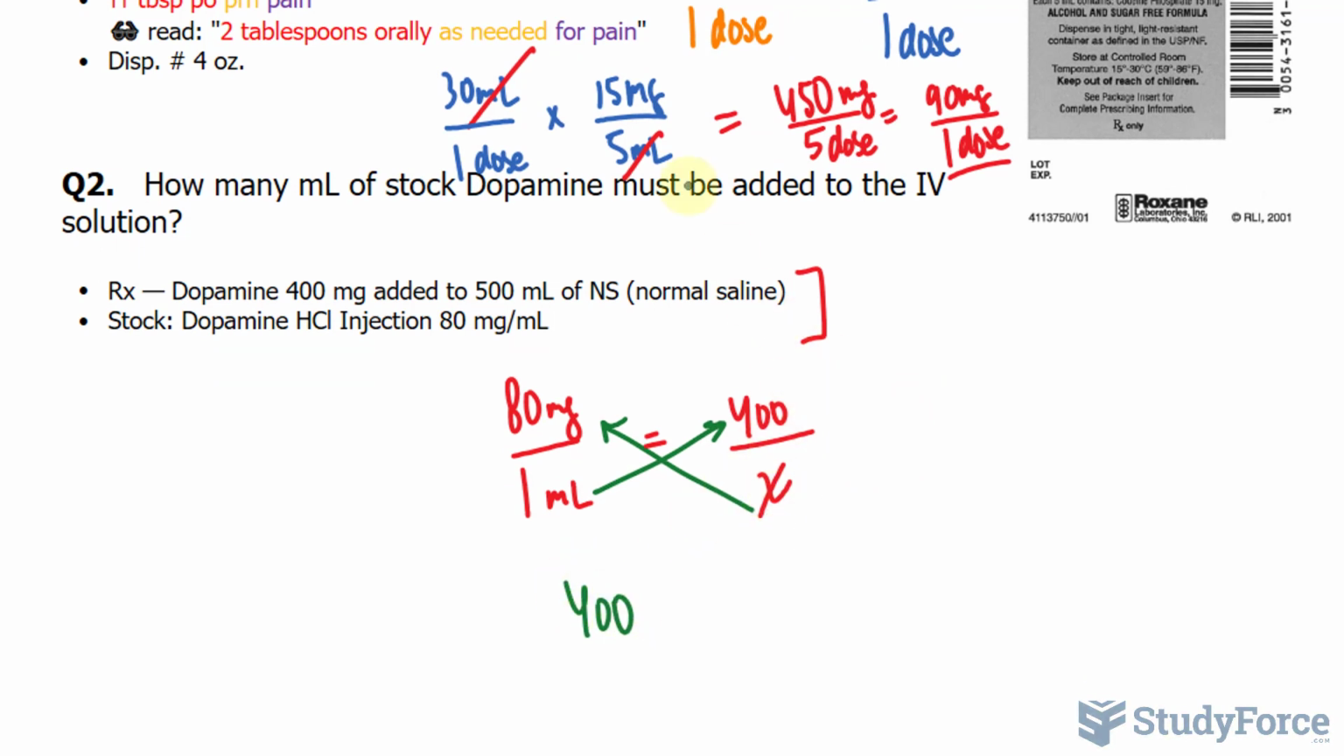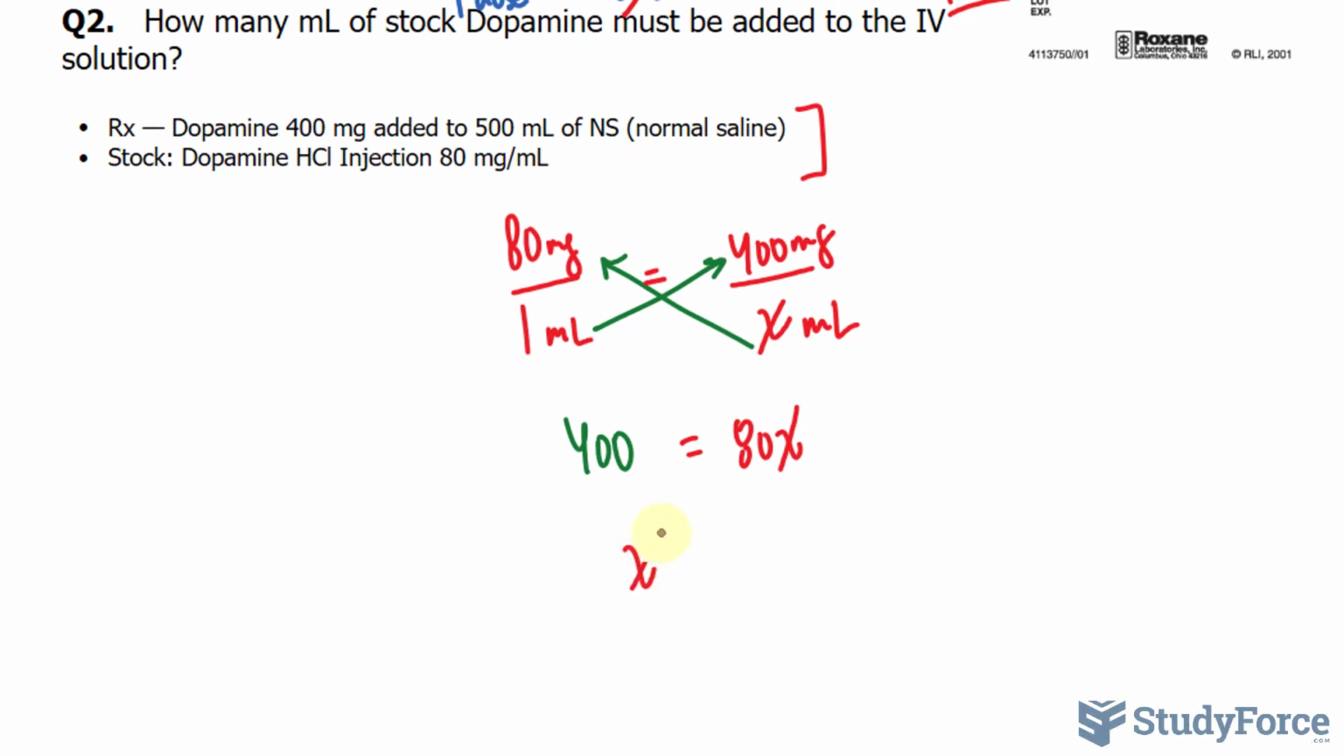400, and just to be clear, this should read mg, and this should be ml. So 1 times 400 is 400 is equal to 80 times x. Divide both sides by 80. We end up with, take a look at this, 80. We end up with 5 milliliters.